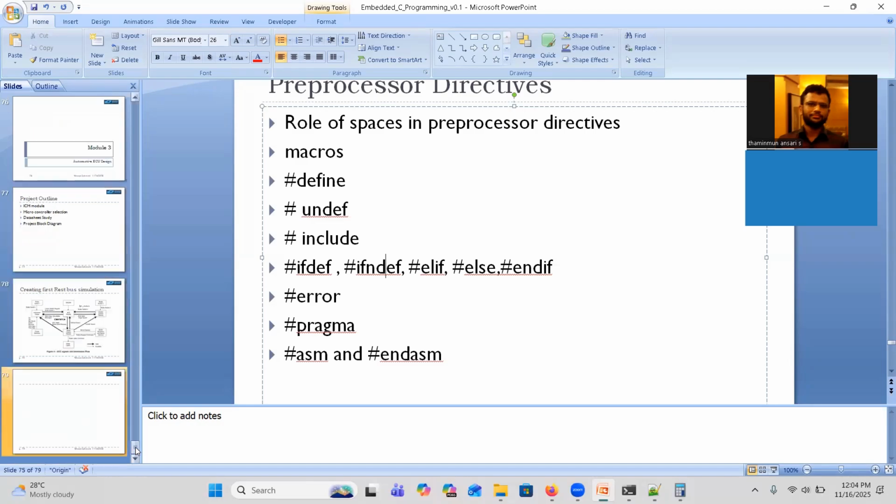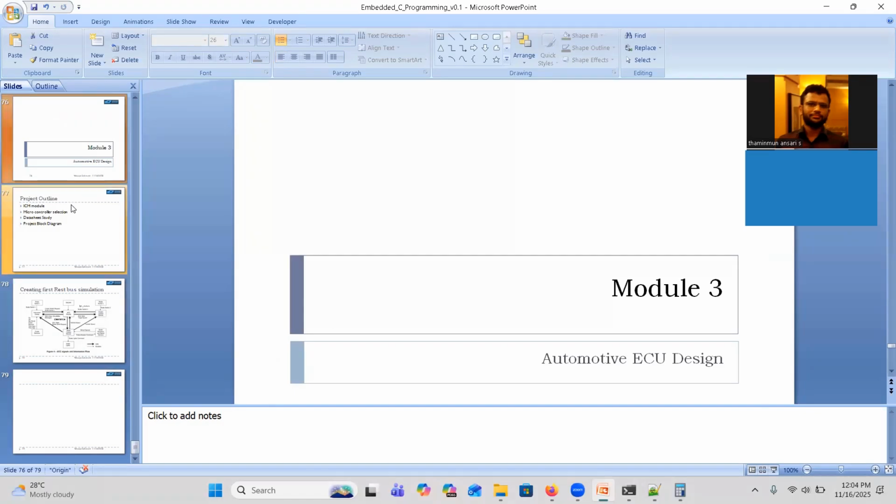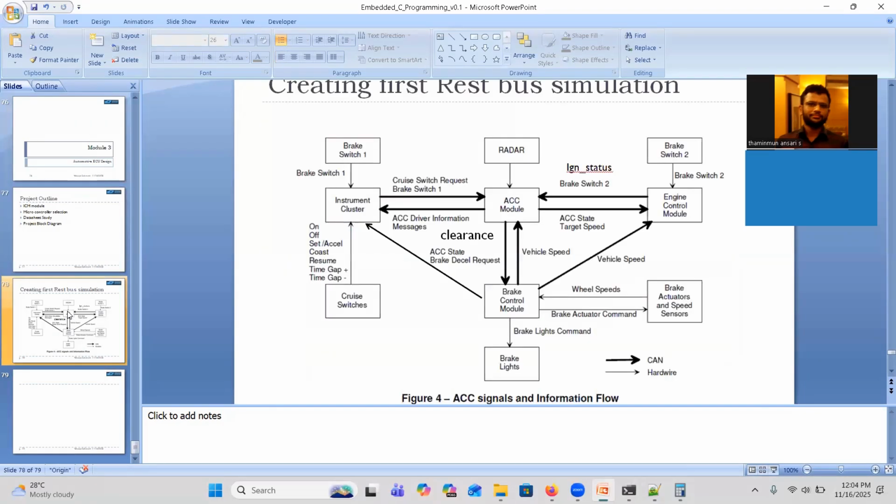The next module will be designing an ECU. To design the ECU, we are going to take up the same project because we are familiar with that one. In that, instead of the ACC module, our design will be an instrument cluster. Whatever the instrument cluster used to do, right?